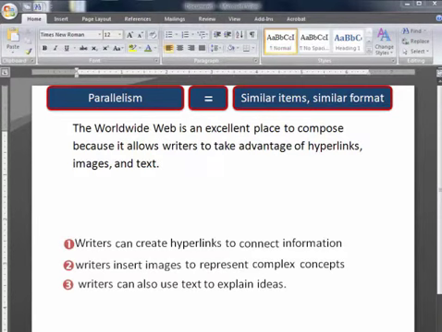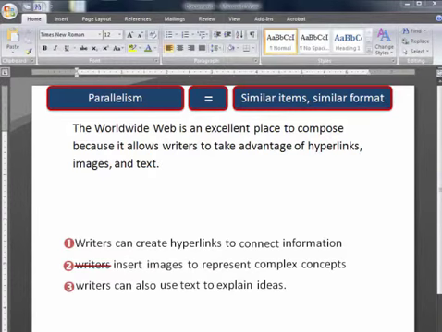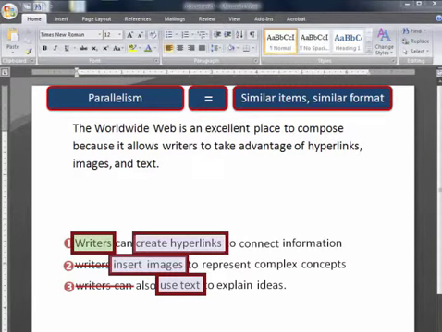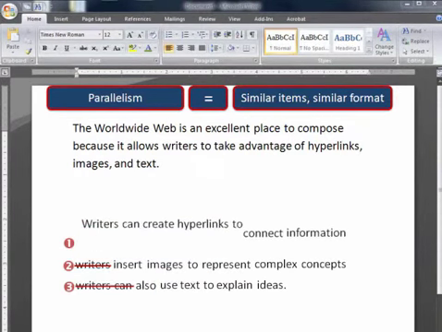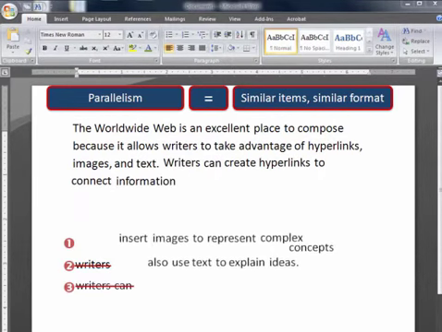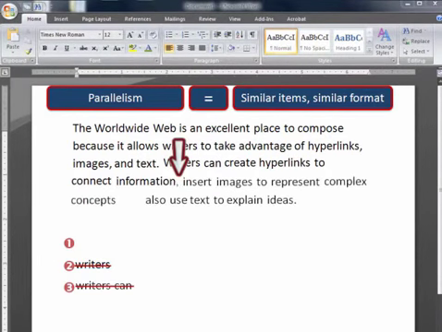All we need to do now is eliminate redundant words such as "writers" in the second sentence and "writers can" in the third. Now we have a single subject, writers, as the focus, followed by the 3 things they can do, each expressed in the same way. Let's move the parts back to the paragraph, add a comma here, and the word "and" here.